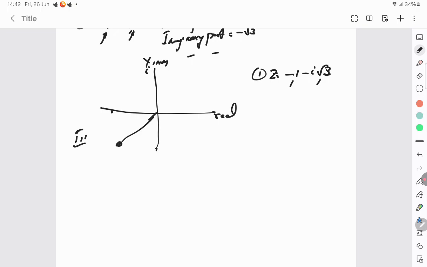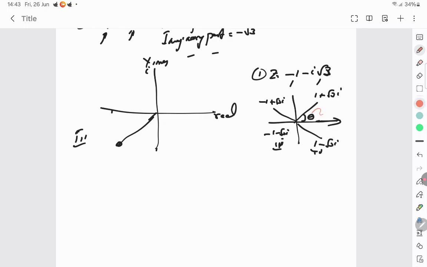And argument. What is the argument? Argument is the angle that the complex number makes with the positive direction of the x-axis. Supposing it is 1 plus root 3i, then it's in the first quadrant. -1 plus root 3i is in the second quadrant. -1 minus root 3i is in the third quadrant, and +1 minus root 3i is in the fourth quadrant. So you can identify the quadrant.